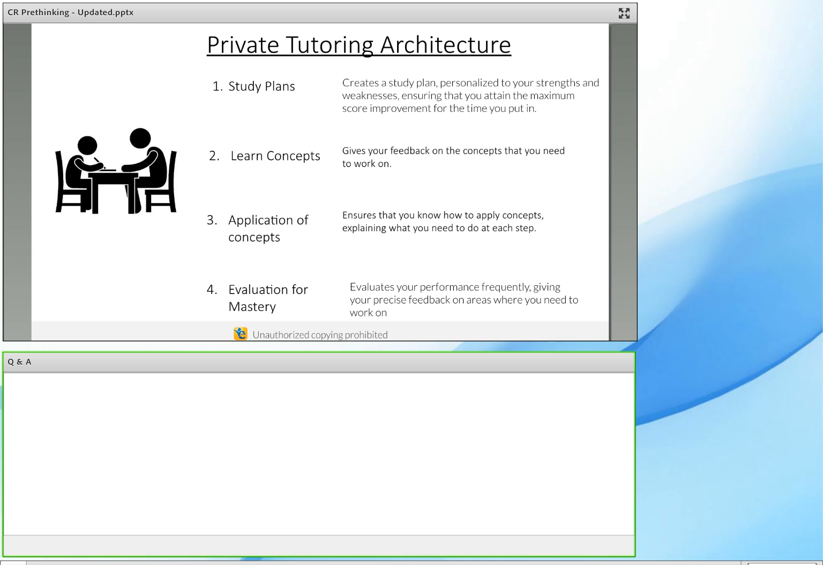And when it comes to evaluation of mastery, as you practice more questions, the private tutor would constantly evaluate you and give you feedback. And as you reach a certain threshold, a private tutor would make you move from one topic to the other so that you can make the best use of your time.